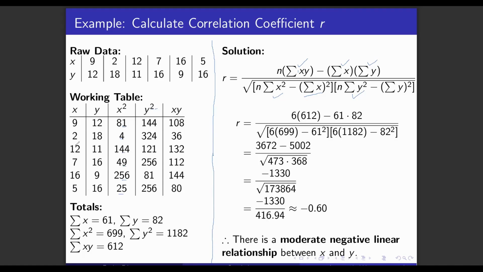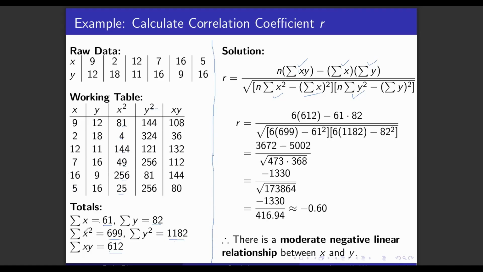Now, we move on to find the totals. If you sum all of the x's, you are getting 61. When you sum the whole column of y, you are getting 82. When you sum the whole column of x squared, you have 699. Summation of y squared is 1182. Summation of xy is 612.